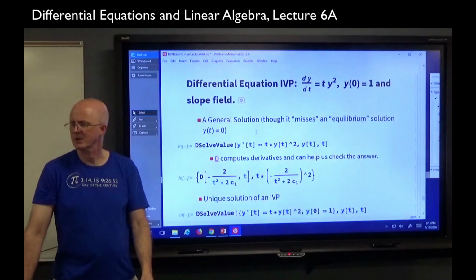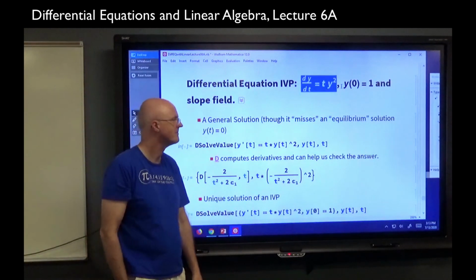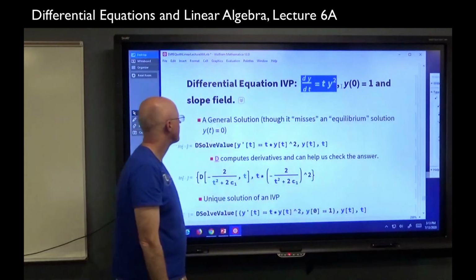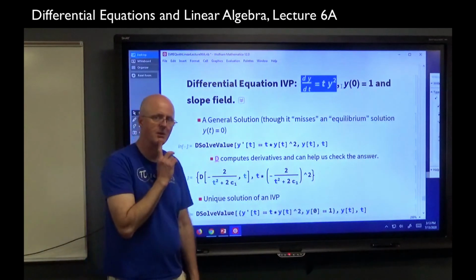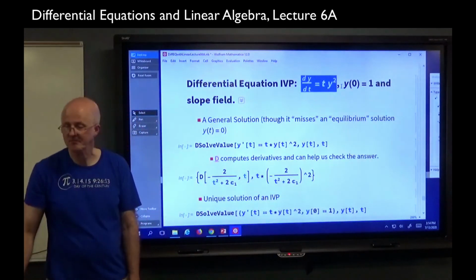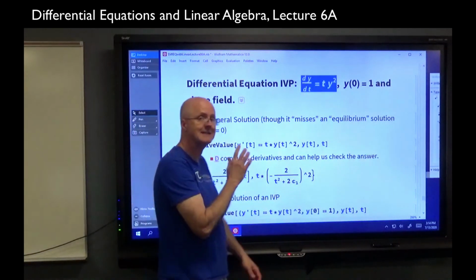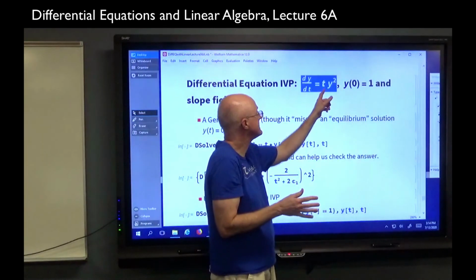Let's do a different differential equation. dy/dt equals t y squared. And initial value problem y of 0 is 1. But let's also make a slope field. If you were going to solve this by hand, you do want to separate variables. And notice this is a non-autonomous equation. You do see a t there.